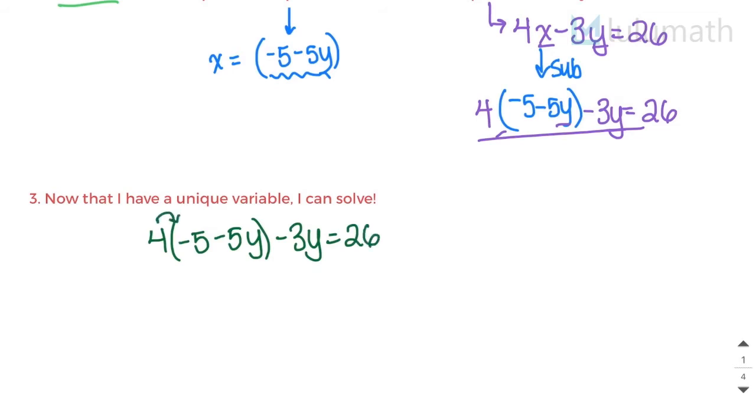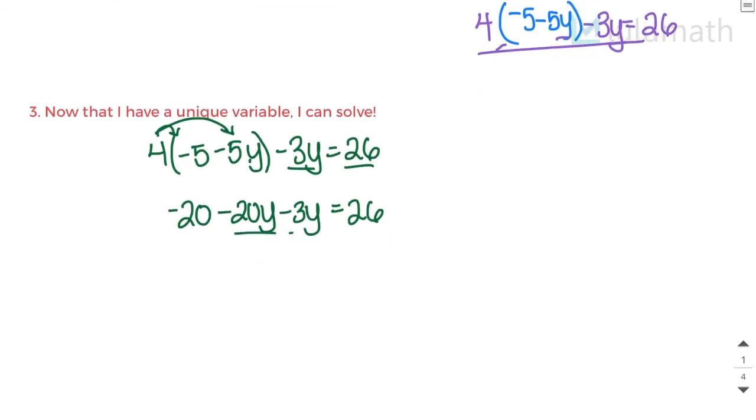Now, since I have this 4 on the outside right here, it means I need to multiply everything by 4 or distribute it through. 4 times negative 5 is negative 20. 4 times negative 5y is negative 20y. Copy down this minus 3y, and then copy down this 26 right here. Collect your like terms, so negative 20y and negative 3y give you negative 23y. We can just copy down this negative 20 and then copy down this 26 right here.